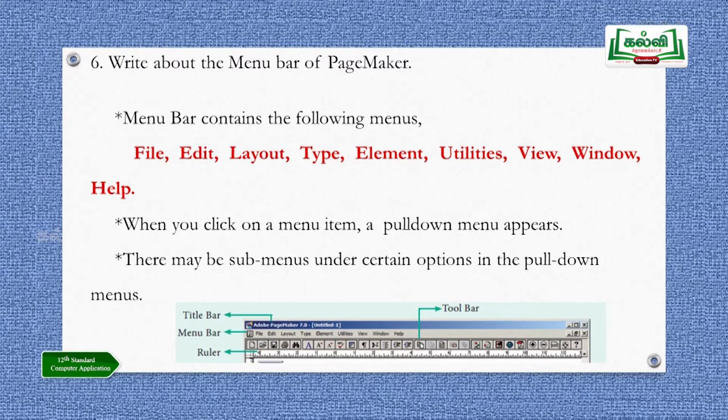You see, first is the title bar, second is the menu bar, third is the tool bar, and fourth is the ruler line. Again I am telling you, this is for your understanding. Please don't try to draw it. This is only a 2 mark question. Now we will go to the answer.